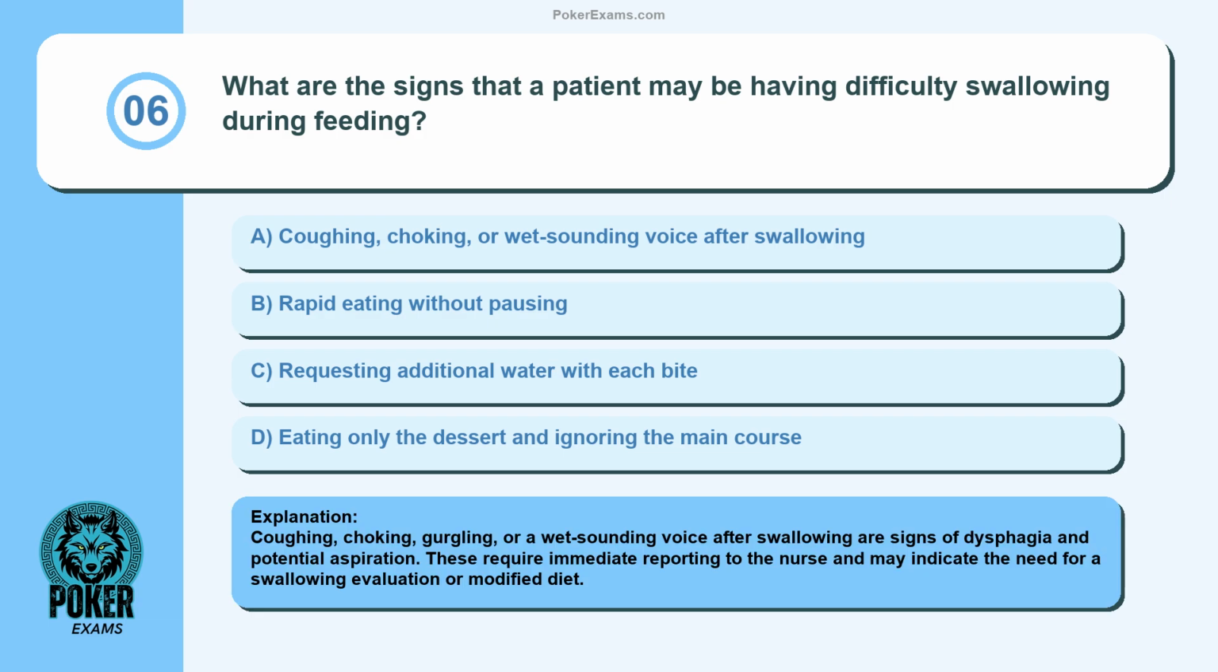Coughing, choking, gurgling, or a wet-sounding voice after swallowing are signs of dysphagia and potential aspiration. These require immediate reporting to the nurse and may indicate the need for a swallowing evaluation or modified diet.